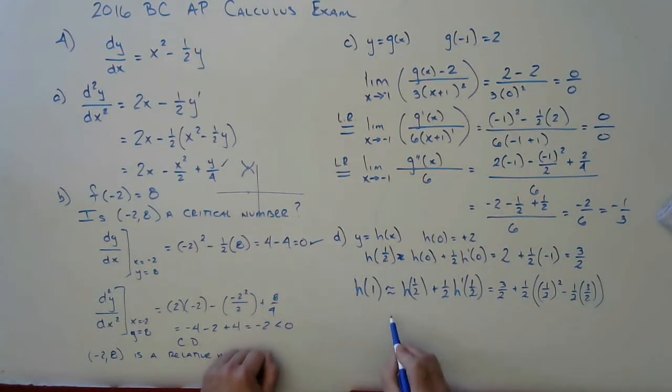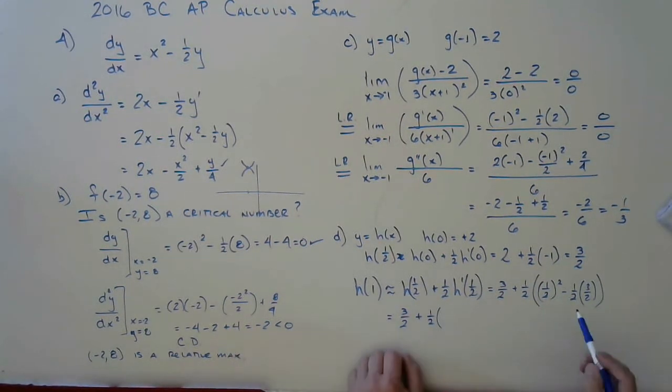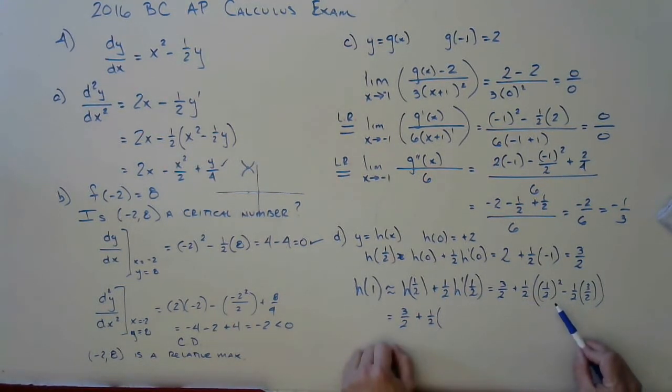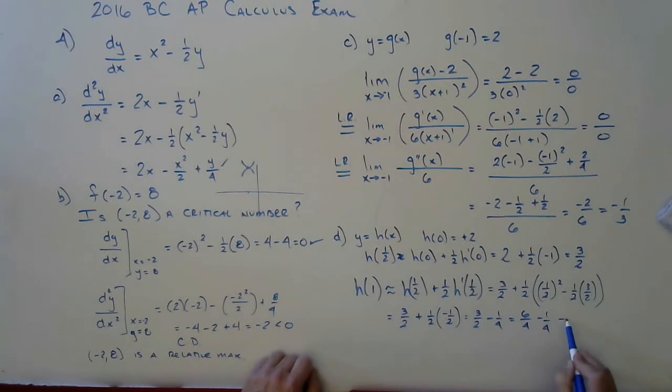So what do we get here when we're all done with this? Let's see if we can do this. We get 3/2 plus 1/2 times, that's 1/4, minus 3/4. 1/4 minus 3/4 is negative 2/4. So that's negative 1/2. So we get 3/2 minus 1/4, or we get 6/4 minus 1/4, we get 5/4. Okay, 5/4.